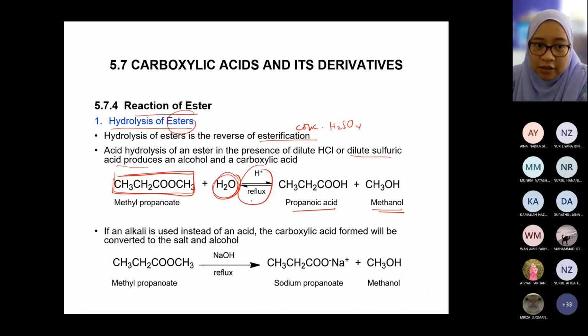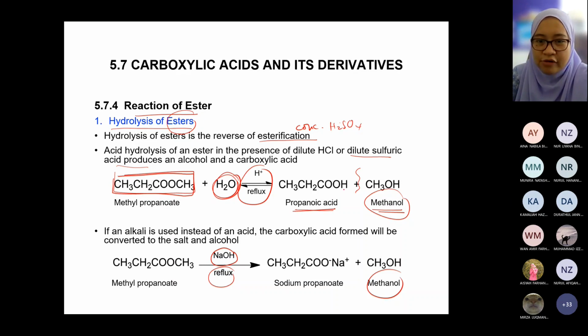Kalau without the acidic condition, the reaction will not take place. Takkan berlaku. Okay, alright. If an alkaline is used instead of acid, carboxylic acid form will be converted to the salt and alcohol. Okay, so it will form salt and alcohol lah. So alternative to acid, you can also use alkaline. Okay, sodium hydroxide. You can also use base in reflux form. So you still break, nampak dia akan break. Nampak tak produk dia tu sama. Cuma dekat carboxylic acid tu dia patutnya produce propanoic acid kan.